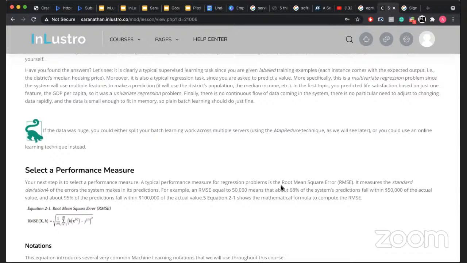Now, at this point, it's important we take a step to understand what we have done so far, right? We have a particular data set that we have extracted, and we are trying to use the data to build a multivariate linear regression model, which has the ability to predict real estate prices, the median housing price, based on certain parameters. It's a supervised learning task.